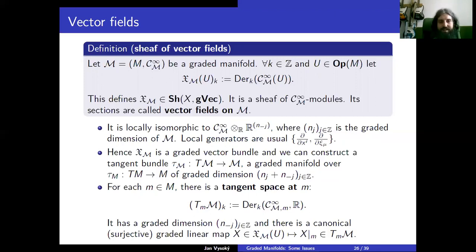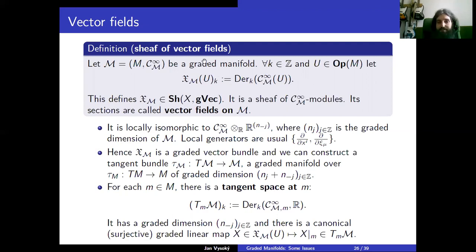So let M be a graded manifold, meaning I have a graded algebra of functions. So I can define a graded vector space whose kth component are derivations of my graded algebra of degree k. And in fact, it is not completely obvious, but this thing defines a sheaf of graded vector spaces. It's not only an algebra, but a sheaf of graded vector spaces. In fact, it's a sheaf of C-infinity(M) modules.